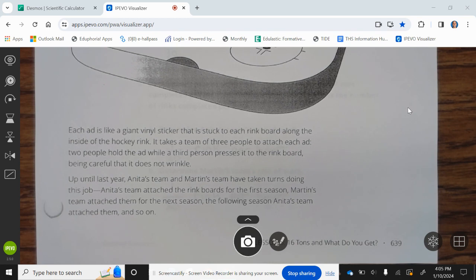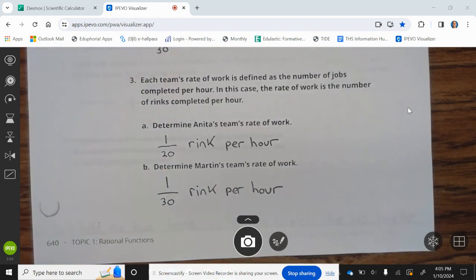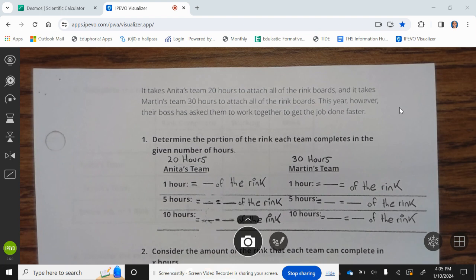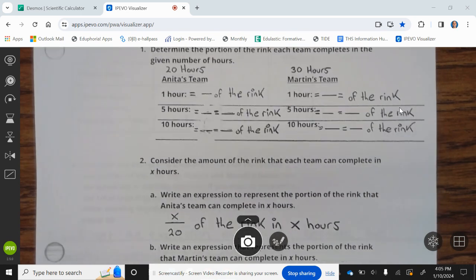Anita's team attached the rink boards for the first season. Martin's team attached them for the next season. The following seasons, Anita's team attached them, and so on. All right, let's take a look at the next page. It takes Anita's team 20 hours to attach all of the rink boards, and it takes Martin's team 30 hours to attach all of the rink boards. This year, however, their boss has asked them to work together to get the job done faster.